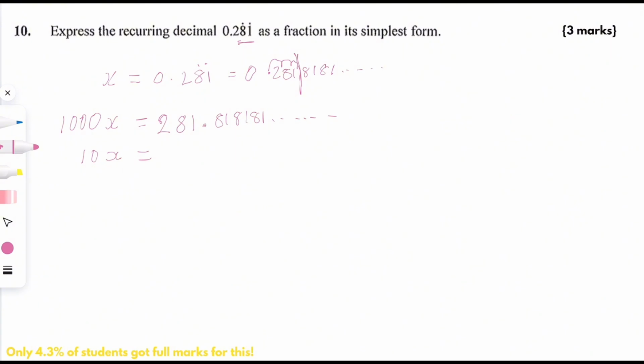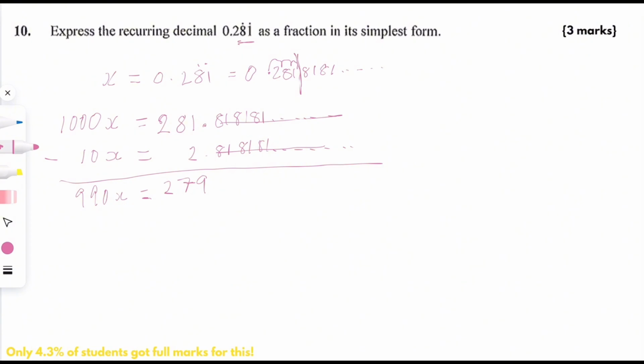So if I try 10x, that would be the same as 2.818181 recurring. You can see the recurring part, where you minus it from each other, it would cancel out. So this would cancel this, and you're just left with simply 279, which is what we want. You want a whole number that's not recurring. And in terms of x's, that's just 990x. And we are almost finished.